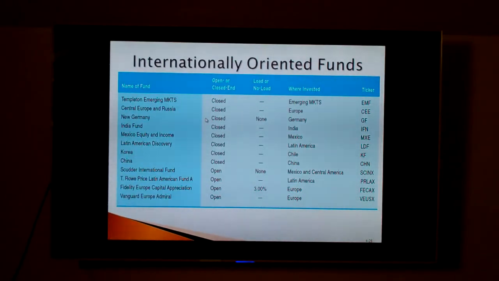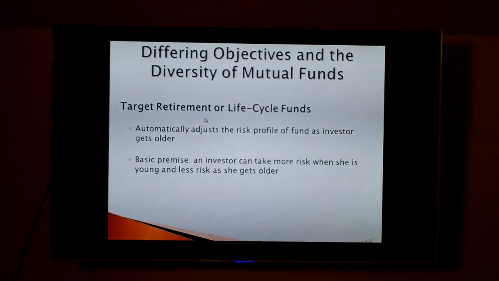Here's a short list of internationally oriented funds. Differing objectives in the diversity of mutual funds. So there's target or life cycle funds. These even dumb it down further for investors who don't really care to be involved in the day-to-day management.